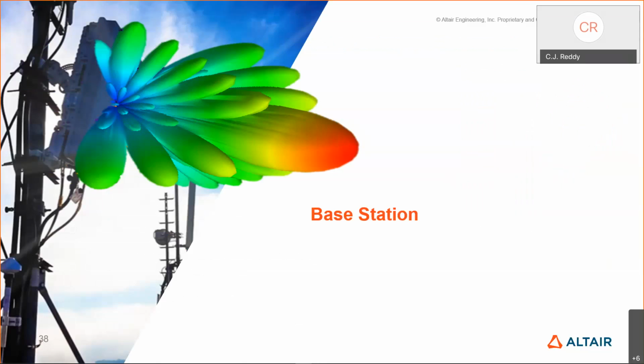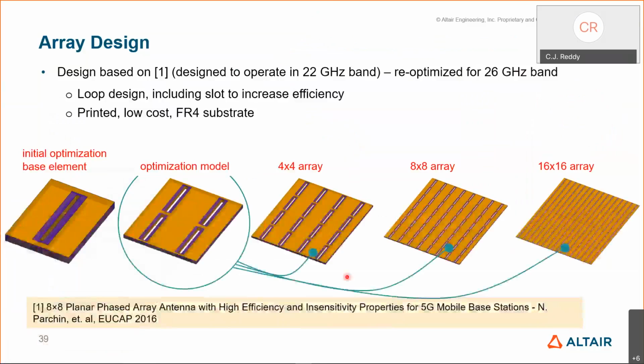So moving on to the base station side, we did a similar thing. We picked a published paper, which was actually done at 22 gigahertz, and we re-optimized it for 26 gigahertz. It's a loop design, including a slot to increase the efficiency, printed on FR4 substrate. So we did a single element analysis. Then we optimized a 2x2 array, so we have the coupling optimized between those elements as well. Then we took this as a subarray and placed it into 4x4, 8x8, and 16x16 arrays to see their performance.